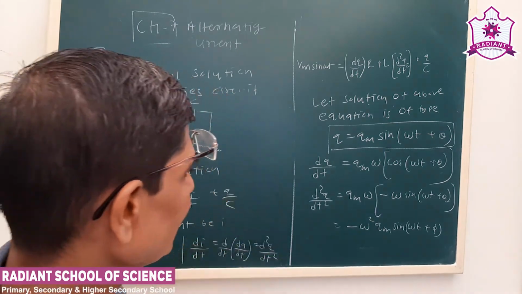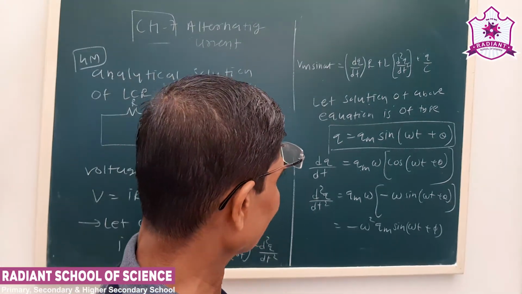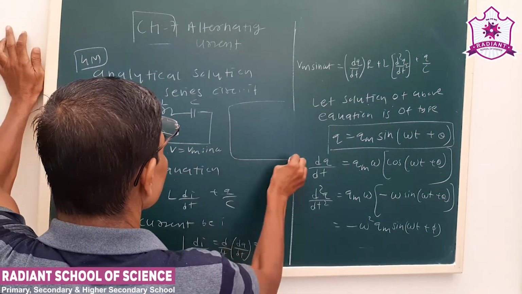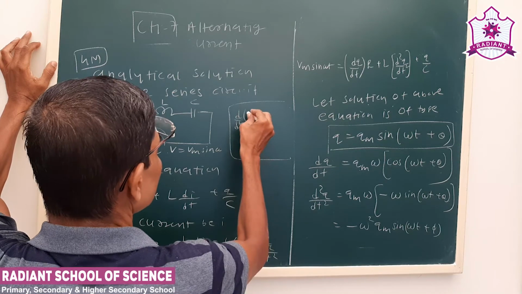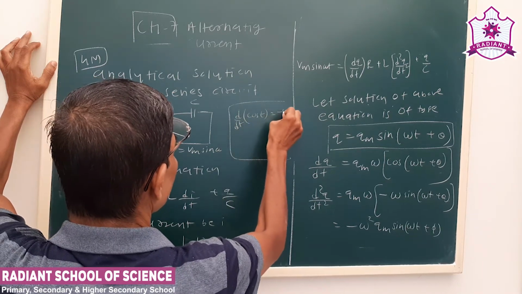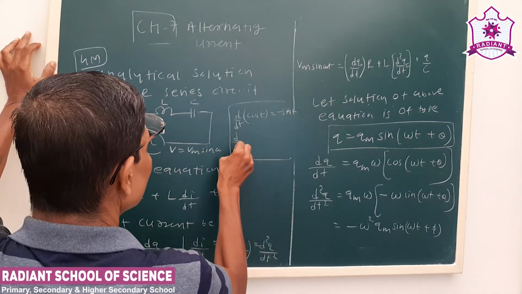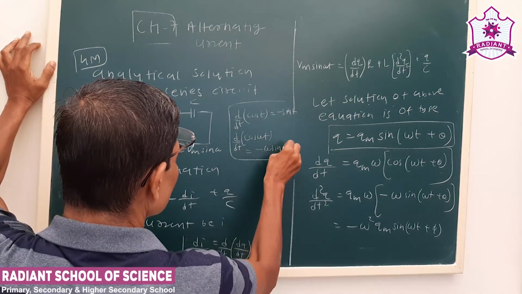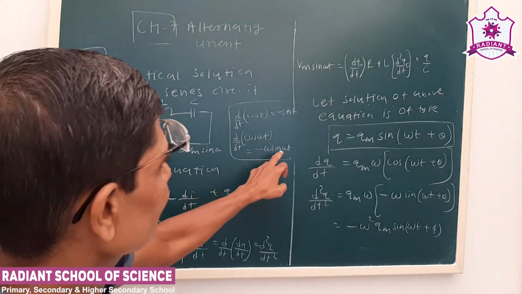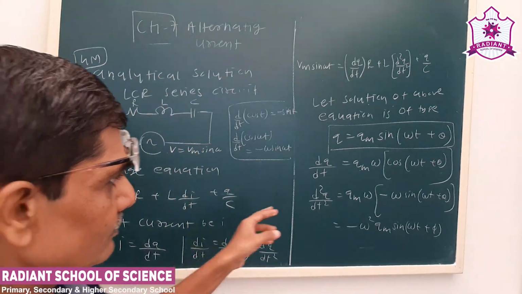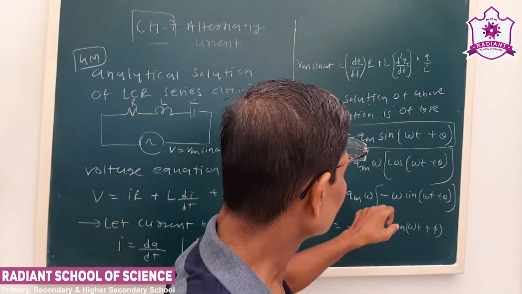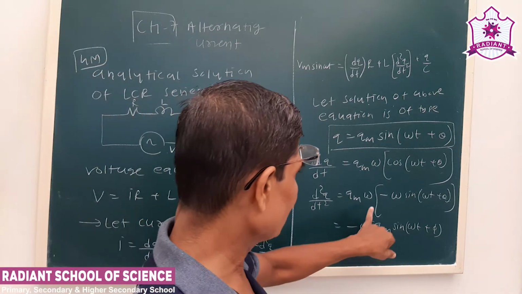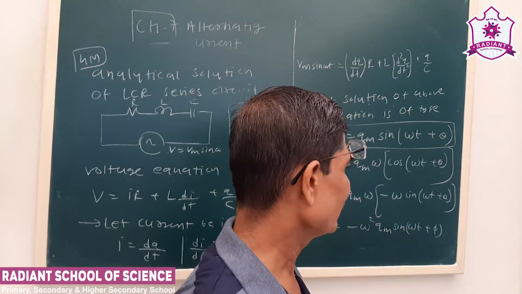Now the second derivative is d square q by dt square, so we have to differentiate this equation also. Now again, d by dt of cos t is minus sin t, but d by dt of cos omega t will be minus omega sin omega t. So by using the same, qm into omega is there, it will be minus omega sin(omega t plus phi). So that will make minus omega square qm sin(omega t plus phi).